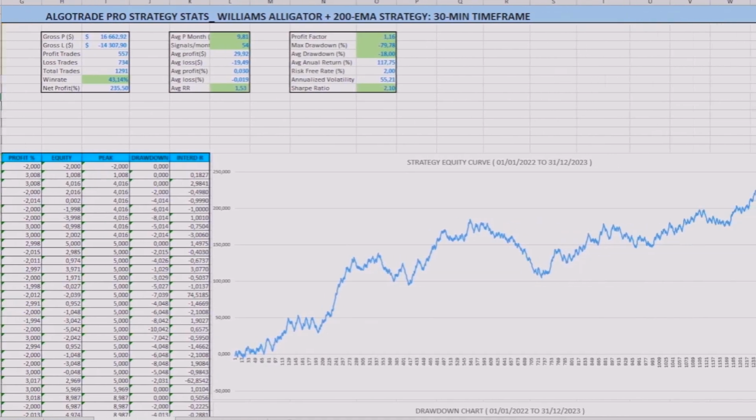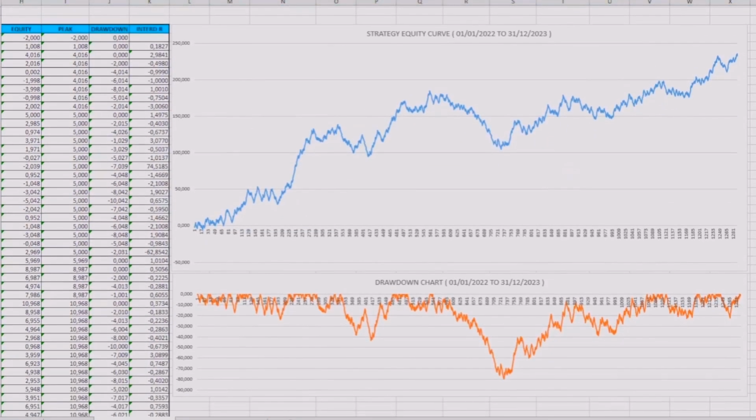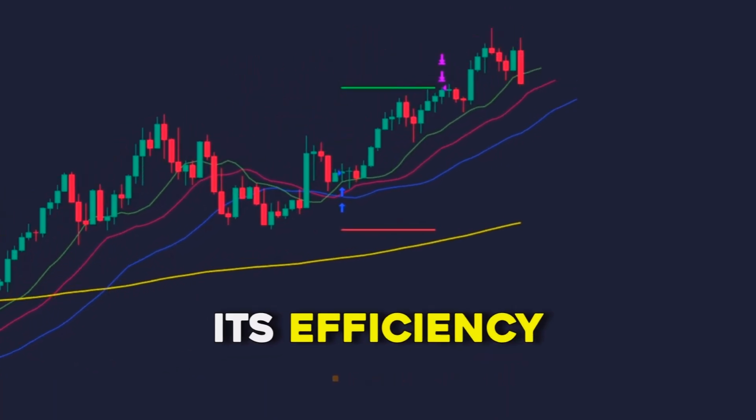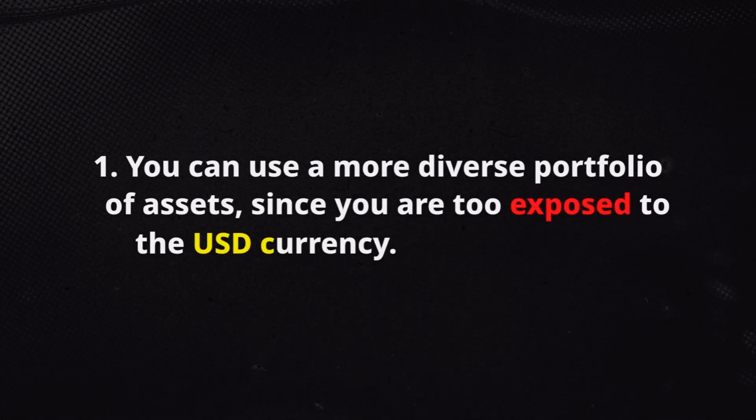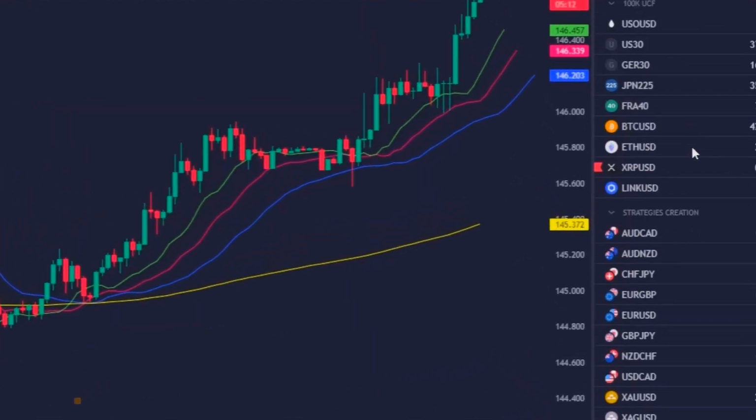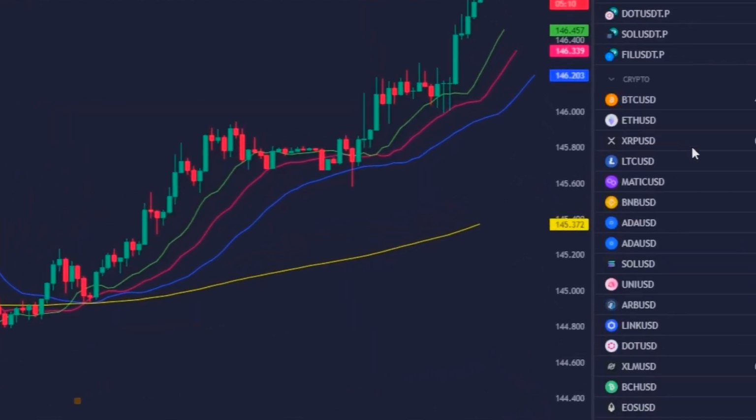By looking at the equity chart, we can see that it was fairly consistent but had a big drawdown here, which indicates that although it was a profitable strategy, it needs some more optimizations. Here is what I think you should do to increase its efficiency. First, you can use a more diverse portfolio of assets since you are too exposed to the USD currency. You can use other currency pairs or even other assets from other markets.